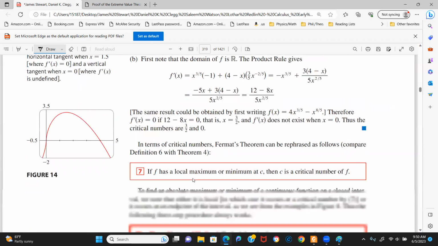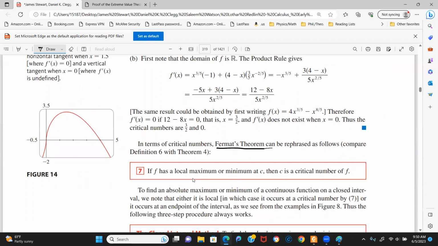And then Fermat's theorem can be rephrased as follows. If f has a local minimum or maximum, so it has local extrema, at c, then c is a critical number. That is, it's a point where the derivative is 0 or it doesn't exist. So this theorem allows us to narrow the search space in finding extrema.